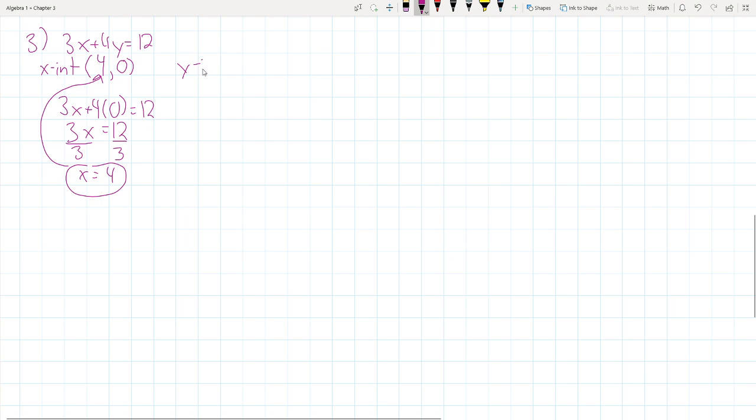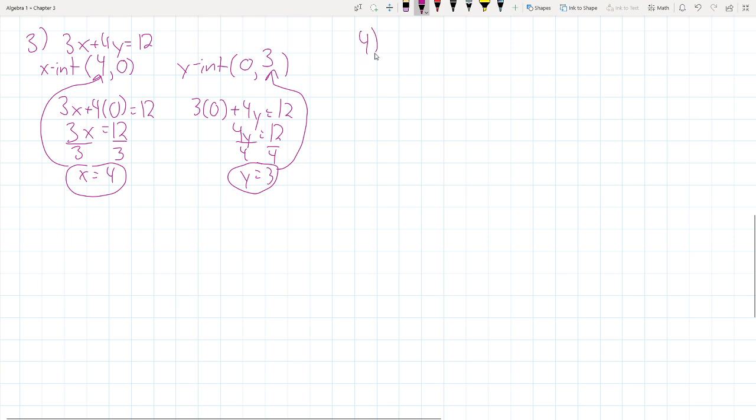All right, now I'm going to find the y-intercept. And again, we already know one of these numbers. The x is going to be 0. So 3 times 0 plus 4y equals 12. You can probably already guess what this one's going to be. The 3x cancels out, and I'm left with 4y equals 12. I divide both sides by 4, and I get y equals 3. I plug that in, and that gives me my y-intercept.